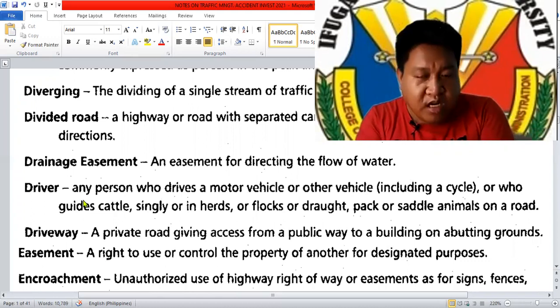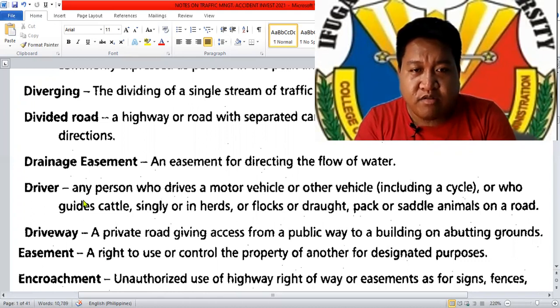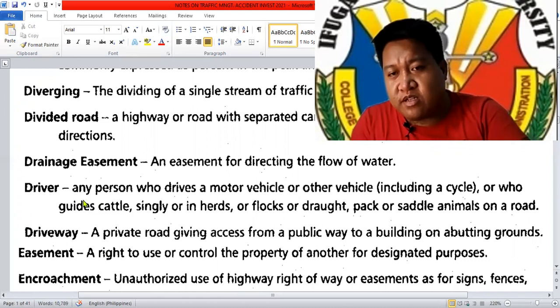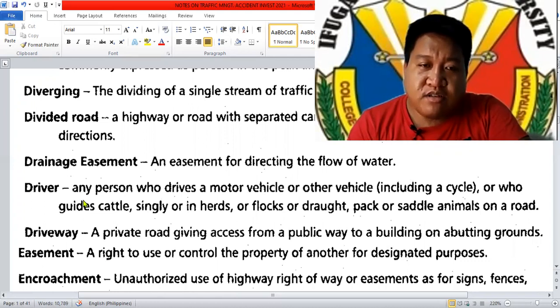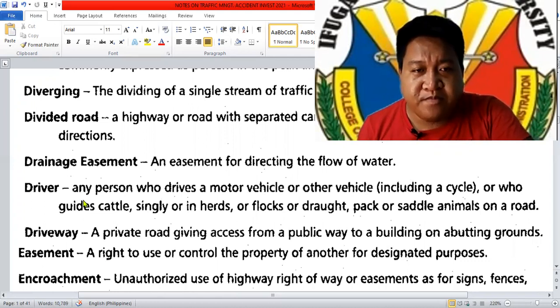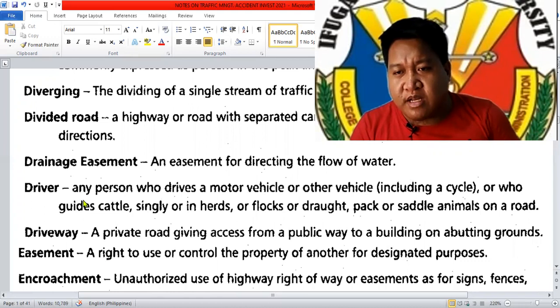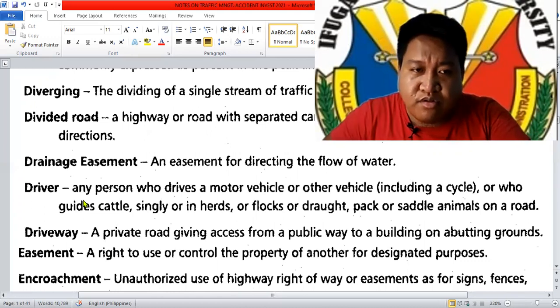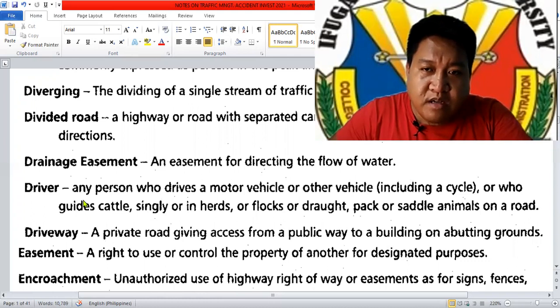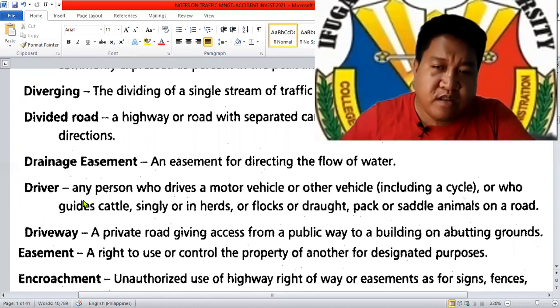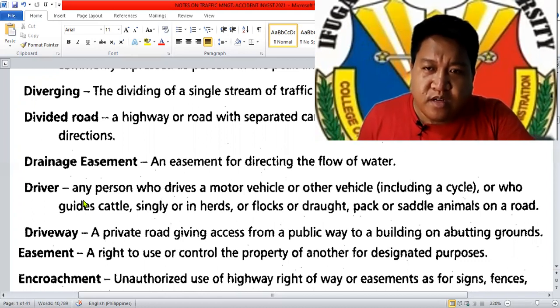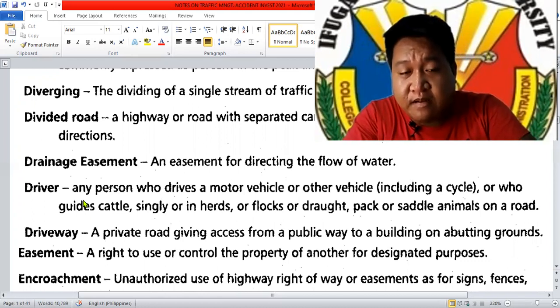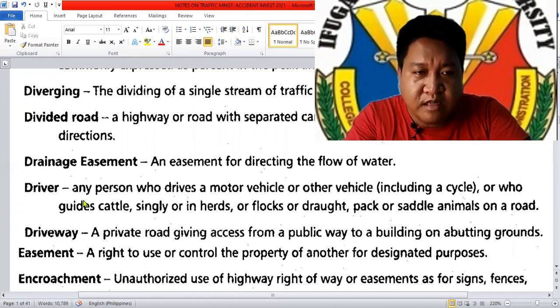Yeah. But basically, when we are dealing with traffic, no, we are dealing with vehicles, then those are the person who drives or operates a motor vehicle. Kaya yung angkas mo, he is not a driver, no? So driveway is a private road giving access from the public way to a building on abutting grounds. Yan. So alam niyo yung driveway. So pag may nakasulat na driveway, that is a private part of that particular area. No? Huwag kang mag-park dyan because that is a private opening or that is a private road access.